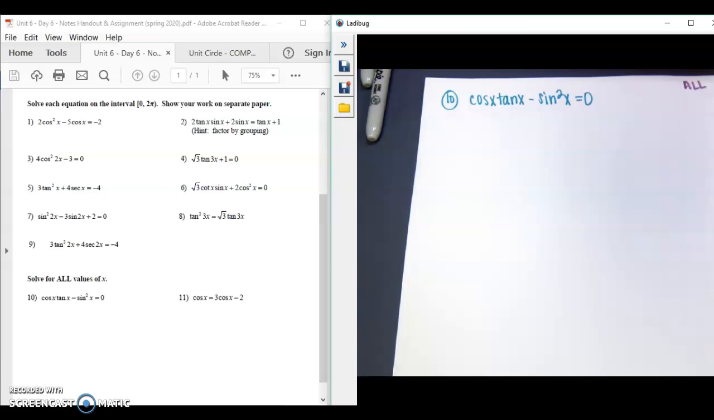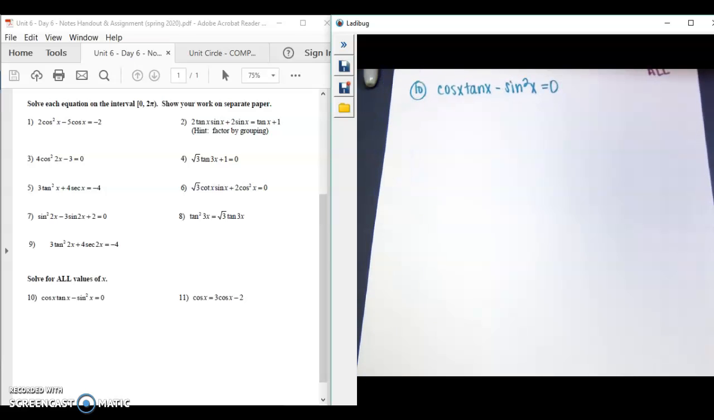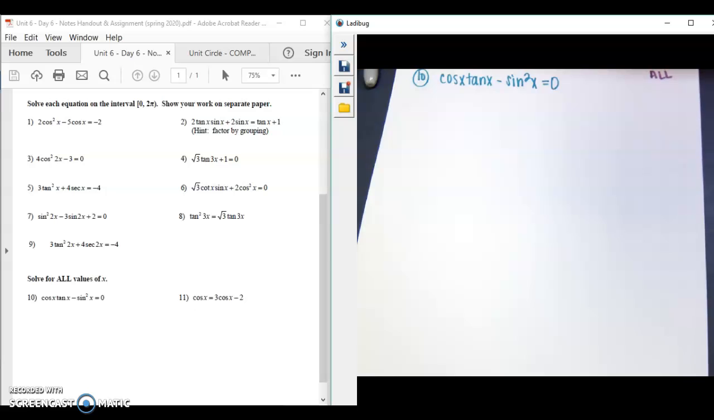Okay, for the last section, it says solve for all values of x. So this means that instead of just having one round of the unit circle, you can have every single round of the unit circle, so we keep going on forever and ever and ever.